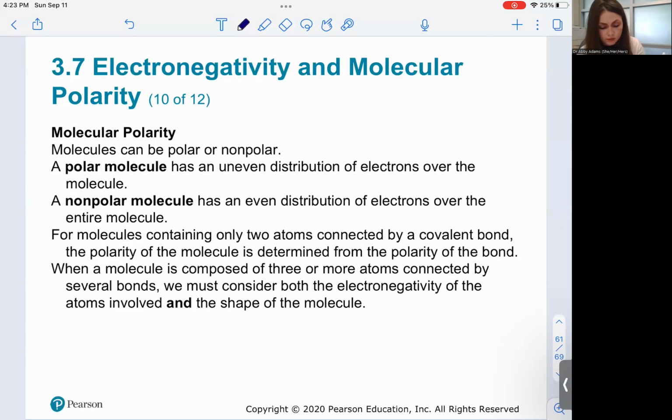So here are some other ways for you to look at this. A polar molecule has an uneven distribution of those electrons. That's what's happening. And a nonpolar molecule has an even distribution of the electrons over the entire molecule. They're equally sharing for the equal amount of time. They're both spending just as much time with that electron that they're sharing. That's what that means. Okay.